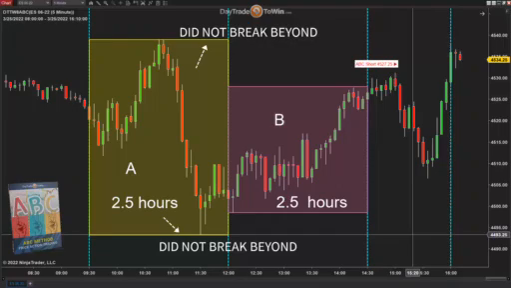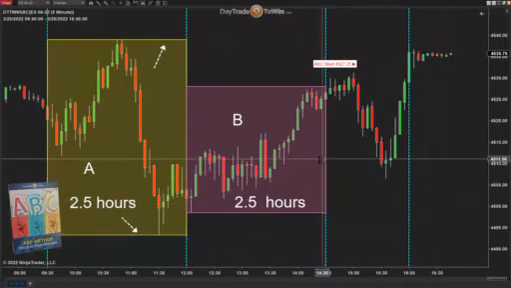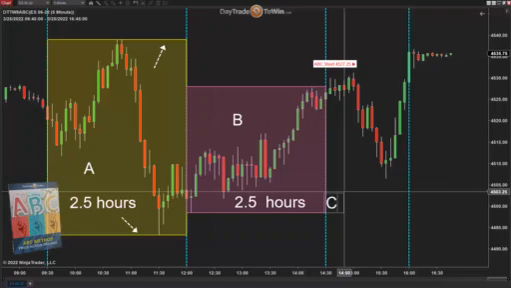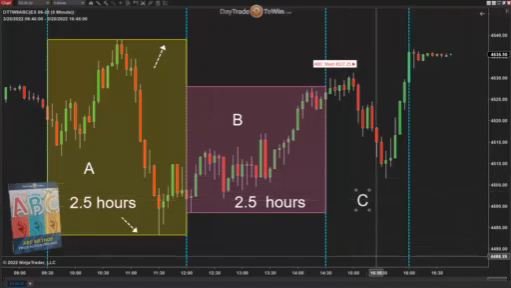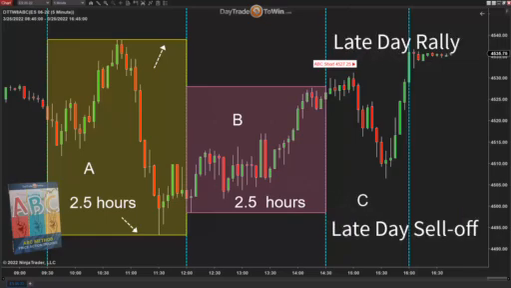Now you're also going to see there's a relationship between the middle part of the day and the last part of the day, the C part of the day, where we may have a late day rally or sell-off, especially on days with FOMC or the Fed is speaking, or we have somebody important speaking on behalf of the Fed chair. This happens especially with earnings reports as well, as the day comes to a close. We have a late day rally or a sell-off.